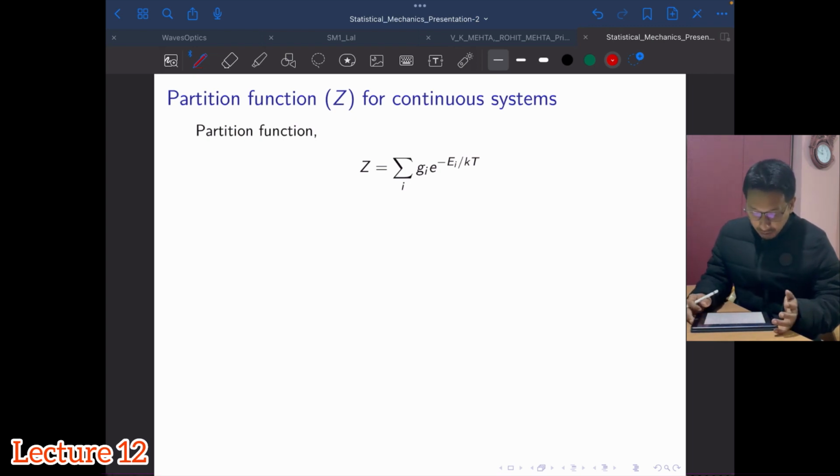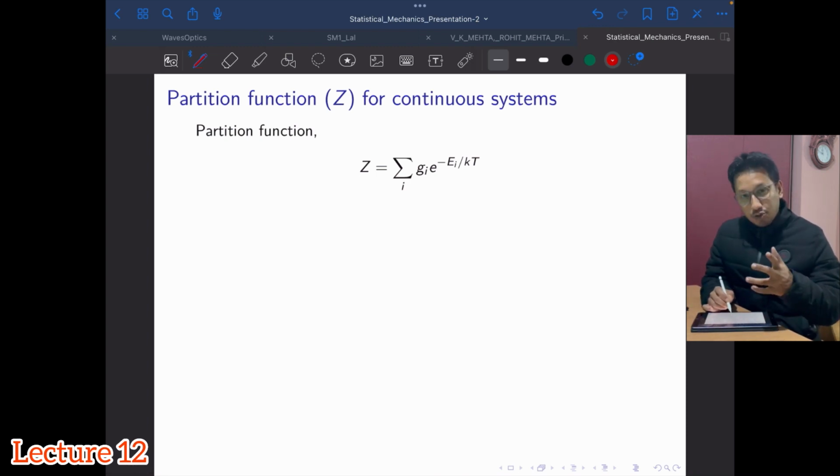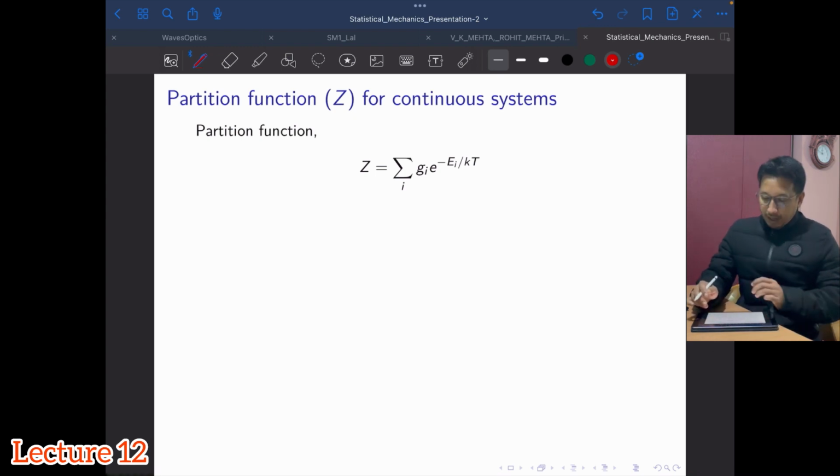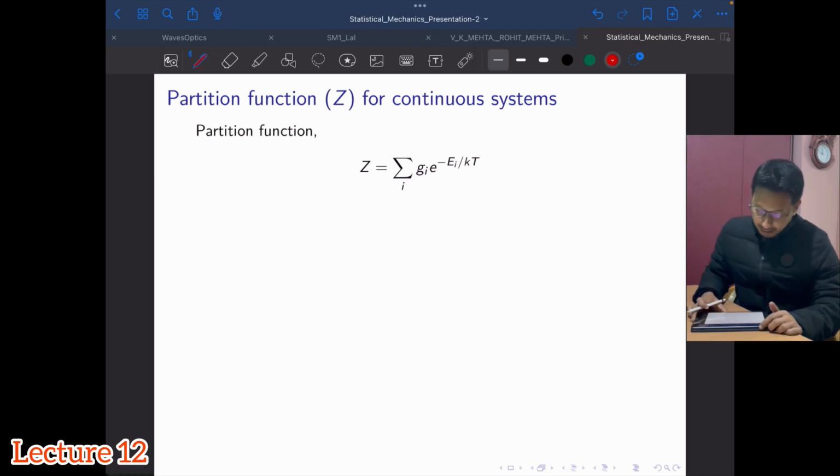We have defined the partition function Z in the earlier videos as Z equals the sum over i, where i goes over all the phase cells, of g_i, the degeneracy, which is the number of cells within the zone having similar energy, times e to the power minus E_i by kT, where k is the Boltzmann constant and T is the temperature.